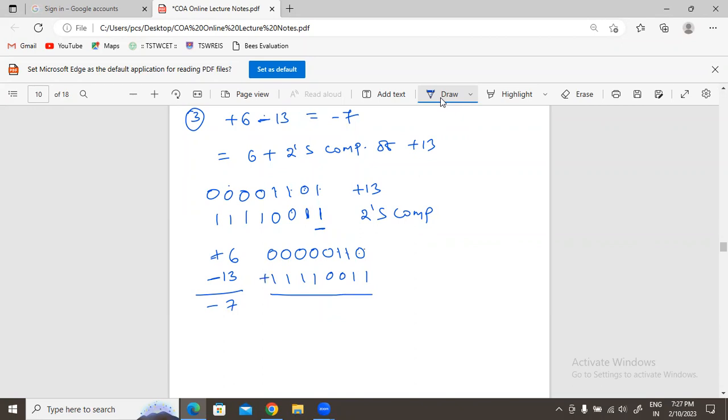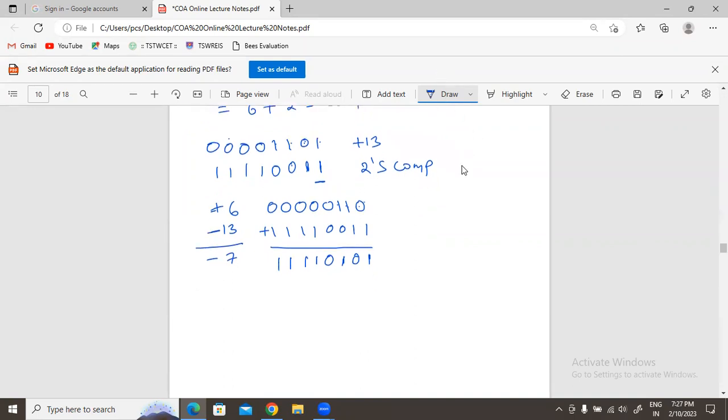Binary addition. 0 plus 1 is 1. 1 plus 1 is 0. 1 plus 0 is 1. 0 plus 0 is 0. 0 plus 1, 1. 0 plus 1, 1. 0 plus 1, 1. Now you should note one more point here.